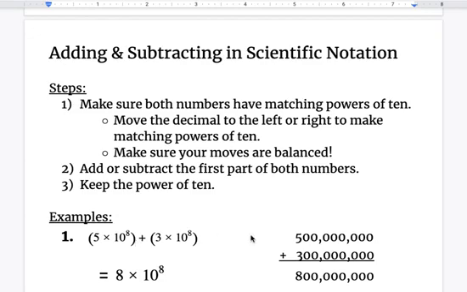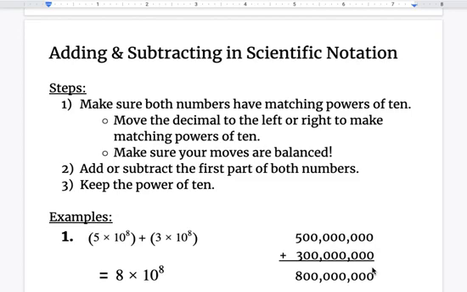5 times 10 to the 8th power is the same as 5 with 8 zeros behind it because of the place values, 8 place values. 1, 2, 3, 4, 5, 6, 7, 8. And if we're adding 3 times 10 to the 8th power, it's just 3 with 8 place values behind it. So adding the 5 and the 3 together is the same as adding this 5 and 3 together. So you get 8. And then keeping the 10 to the 8th power the same for both of them is basically like putting down all these zeros for the place values.